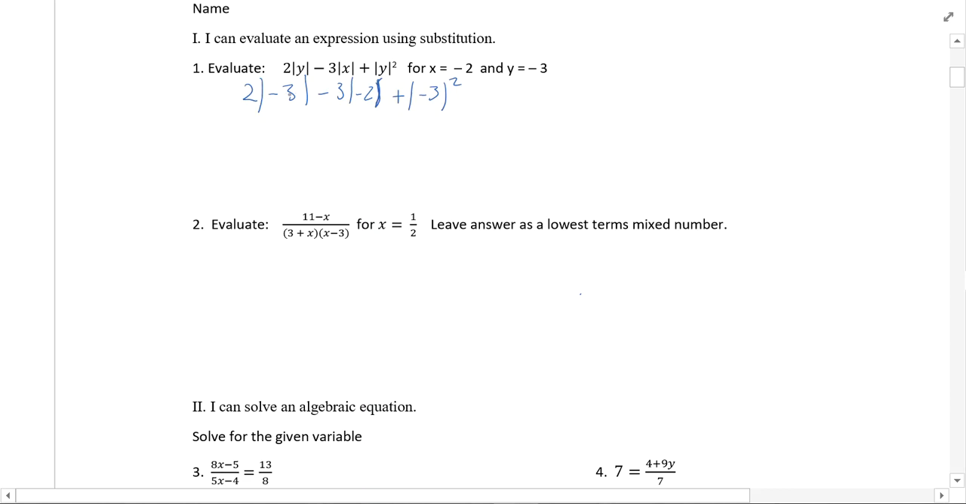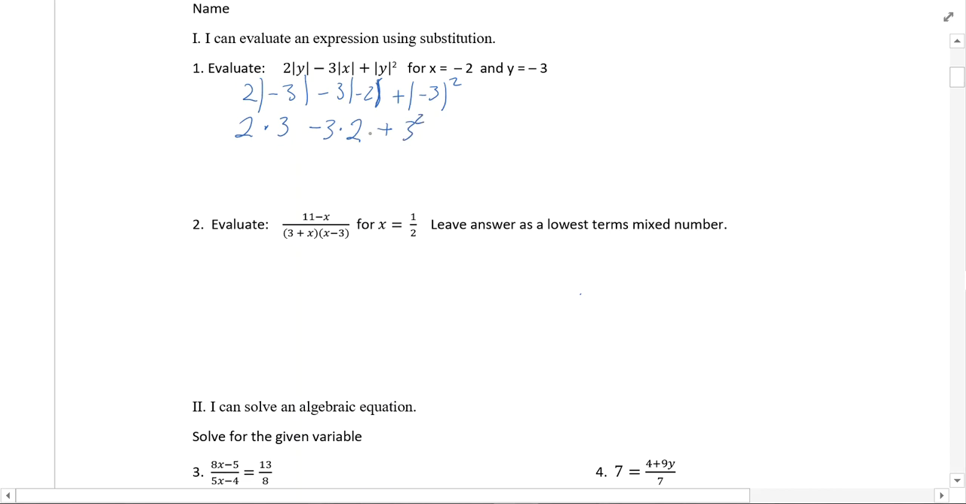All right, so remember, I'm going to go ahead and simplify the absolute value first. And between here, there's an implied multiplication sign. So 2 times 3, the absolute value of -3 is 3. I'm going to bring down this -3 times the absolute value of -2, which is 2, plus the absolute value of -3, which is 3 squared.